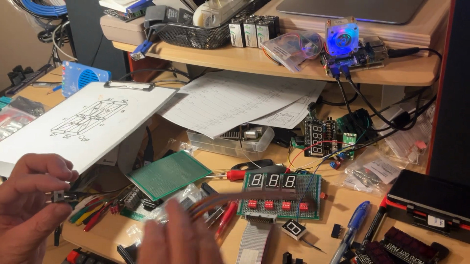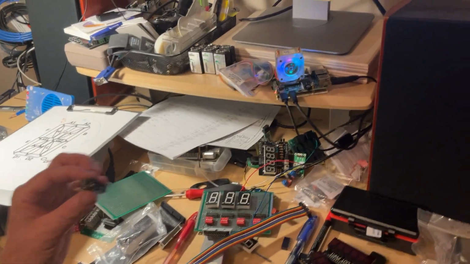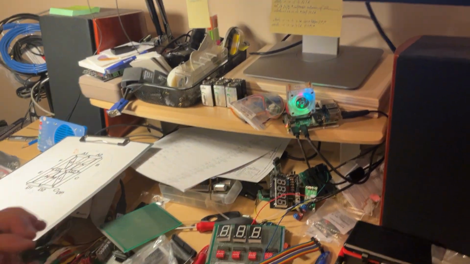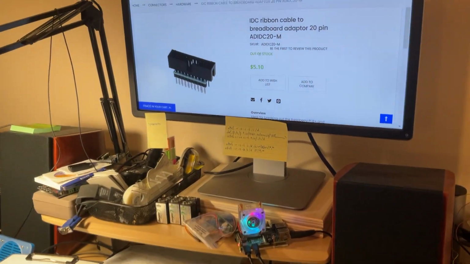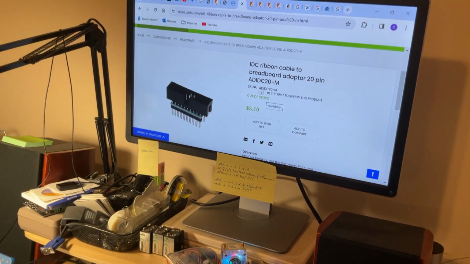That's a key component you need for a lot of projects, not only for this one, but you need the one with 20 terminals. So right now, as you can see here, it is out of stock. I'm sorry for that. When they get it back, I'm going to order as well.